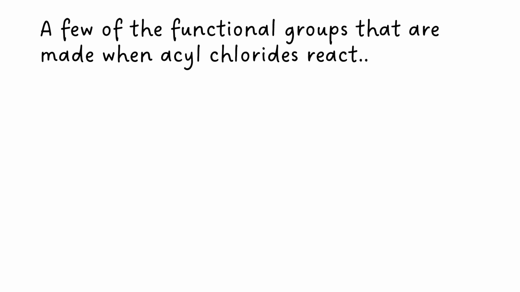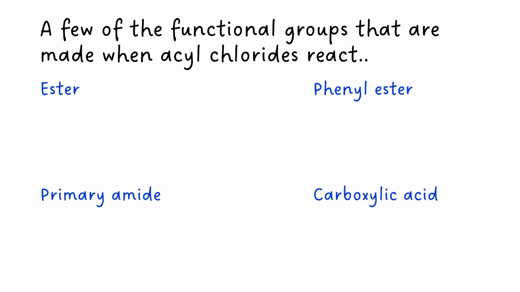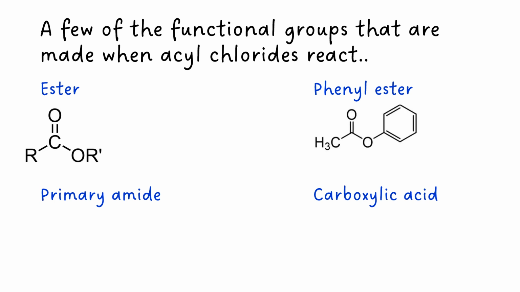So here's a few of the functional groups that are made when acyl chlorides react. You've obviously got an ester there. A phenol ester is a normal ester, but it's got a benzene ring attached to the oxygen. So instead of R with a little apostrophe next to it, you've got a benzene ring. This particular example would be called phenyl ethanoate.